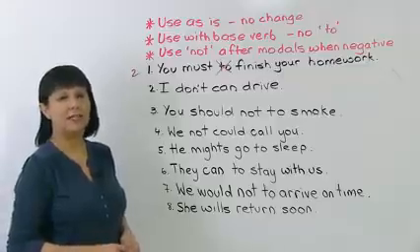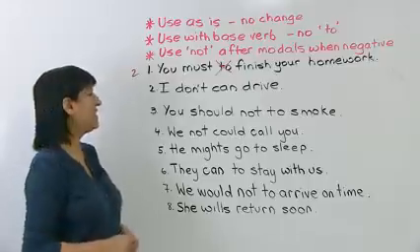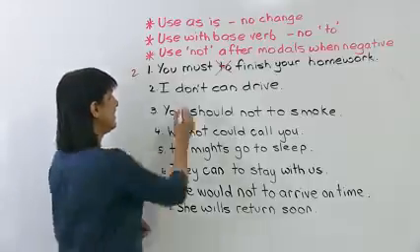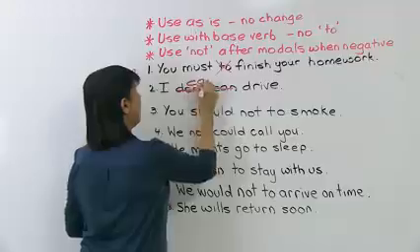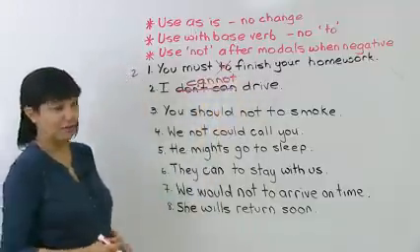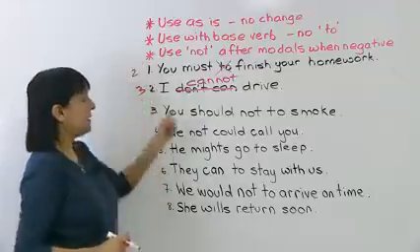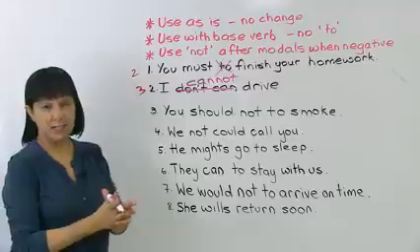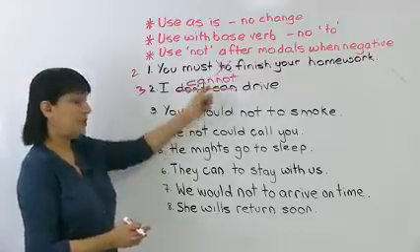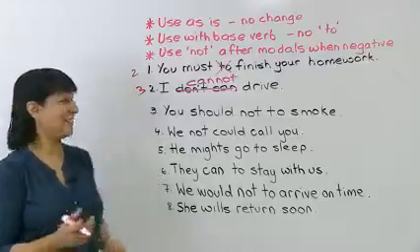I don't can drive. That's wrong. What should it be? I cannot drive, okay? That's what we said here in the third rule, right? That just use not when it's negative, all right? And remember, with the word cannot, it's one word, all right?